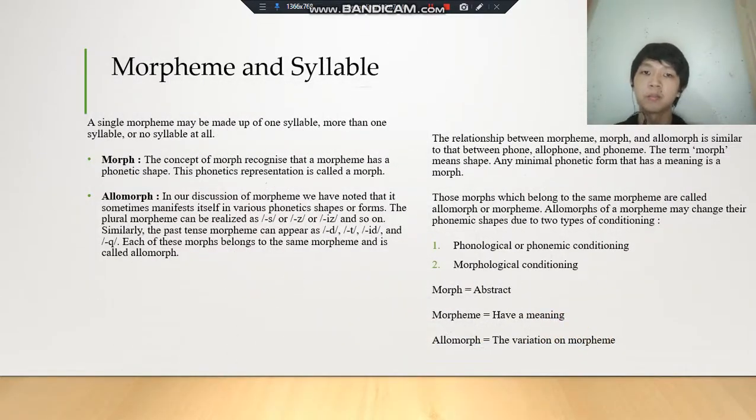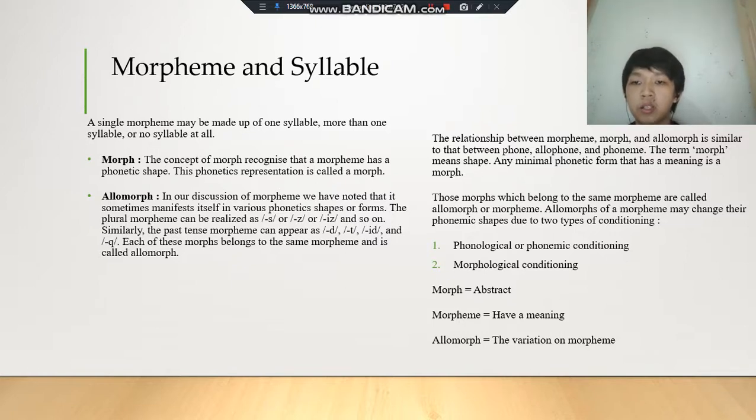Morpheme and syllable. A single morpheme may be made up of one syllable, more than one syllable, or no syllable at all. Morph. The concept of morph recognizes that a morpheme has a phonetic shape. This phonetic representation is called a morph.